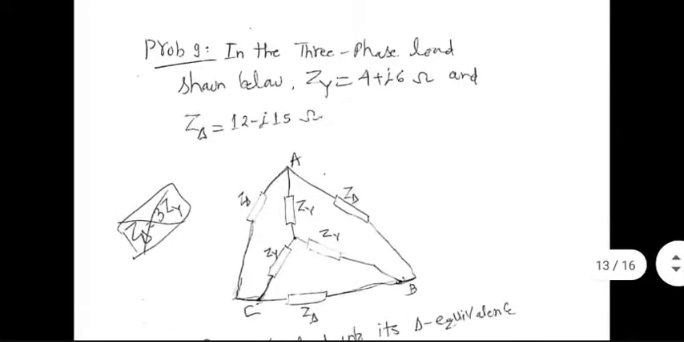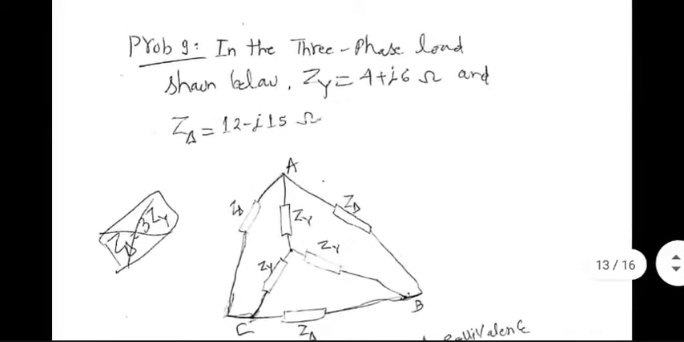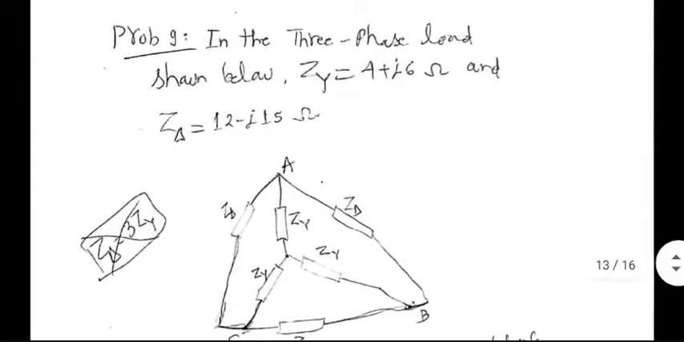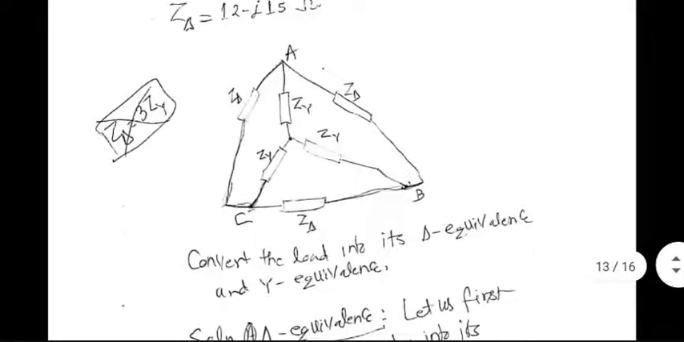Okay, this is getting more real now. One delta load and one star load connected in parallel. This is how real life works anyway. ZY is now 4 plus j6 ohm and Z delta is 12 minus j15 ohm. Convert the load into its delta equivalence and Y equivalence.